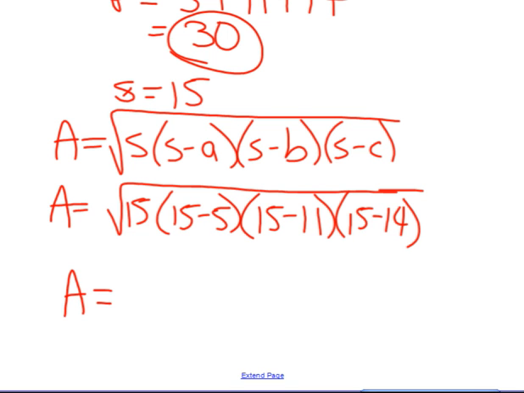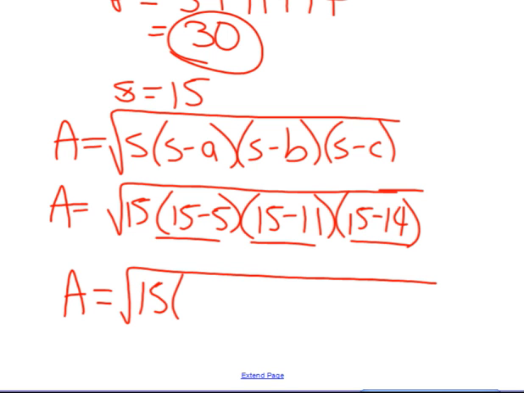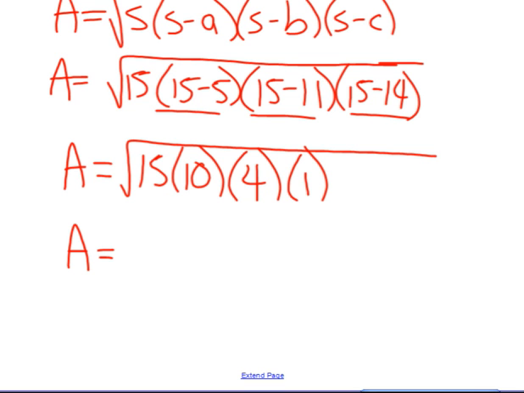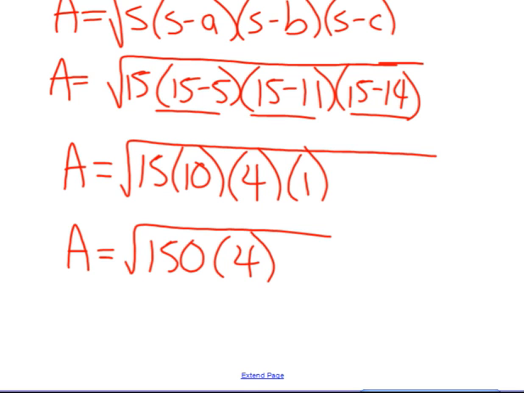Remember, when you're simplifying this, you're going to start inside, and we have parentheses. We have grouping parentheses. So 15 subtract 5 is 10. 15 subtract 11 is 4. And 15 subtract 14 is 1. All right. Now we multiply. So we have 15 times 10. That will give us 150. 4 times 1 is 4. So I don't need to write the times 1.